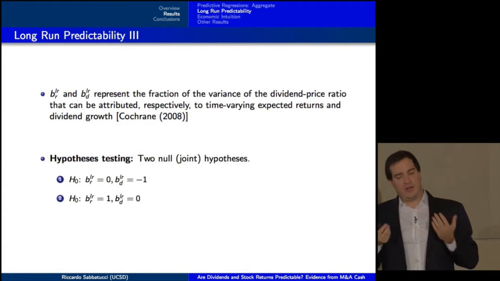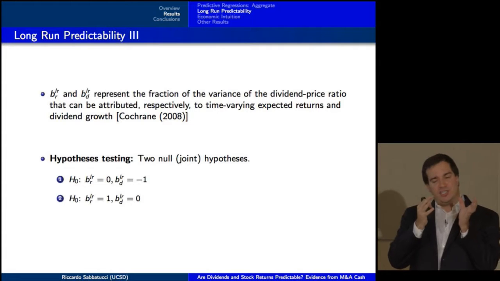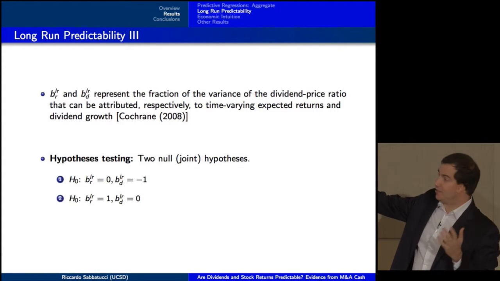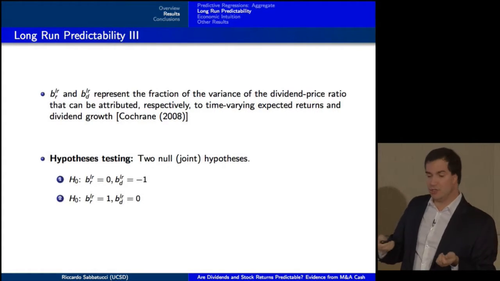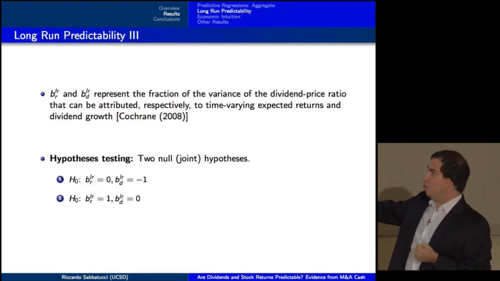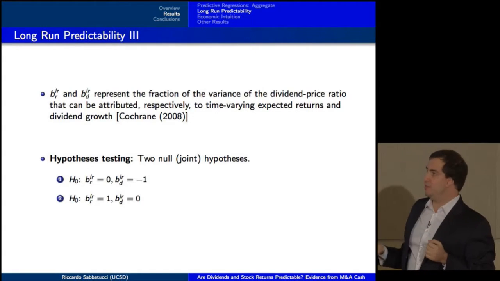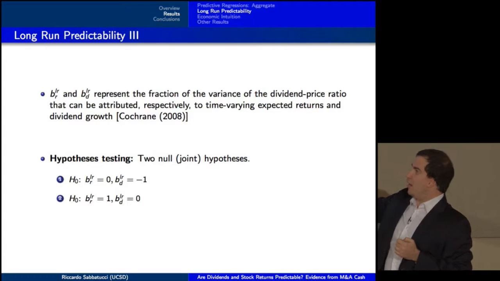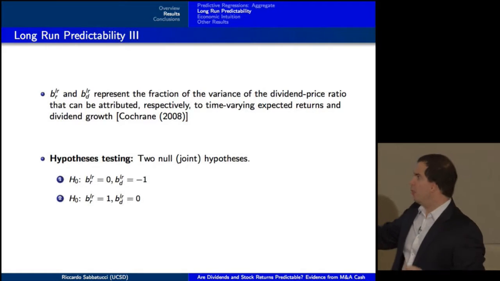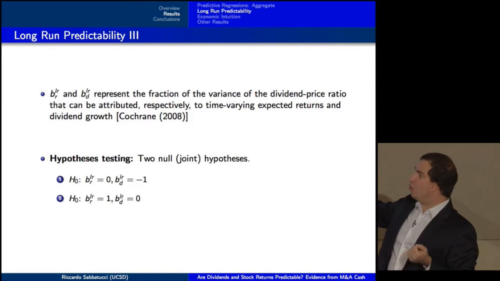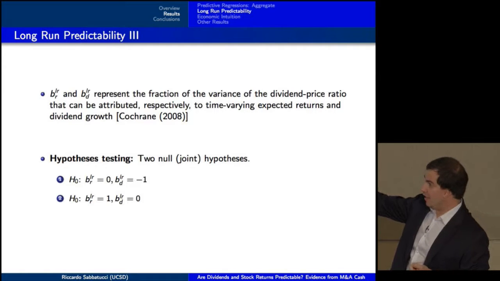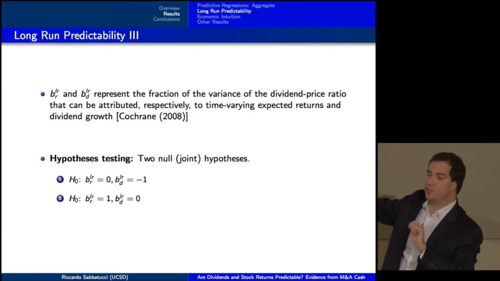What are B long run R, returns, and B long run D, dividends? Well, they represent the fraction of the dividend price ratio variance that can be attributed respectively to either time-varying expected returns or time-varying dividend growth. And then, of course, I can test two joint null hypotheses. The first, B long run R is equal to 0, and then, of course, it has to be that B long run D is equal to -1, which mainly means that all the variation in the dividend price ratio only comes from changes in cash flows. And the second one is the opposite. All the variation comes from changes in discount rates.